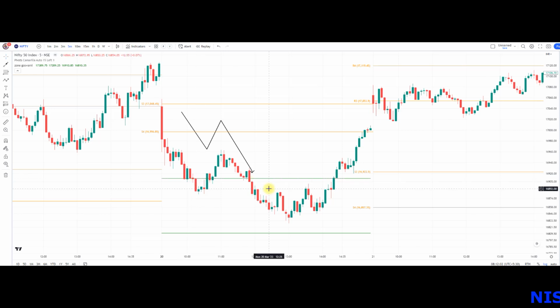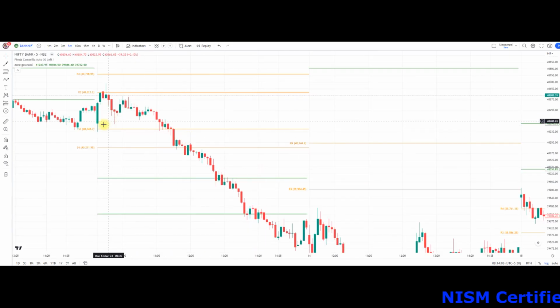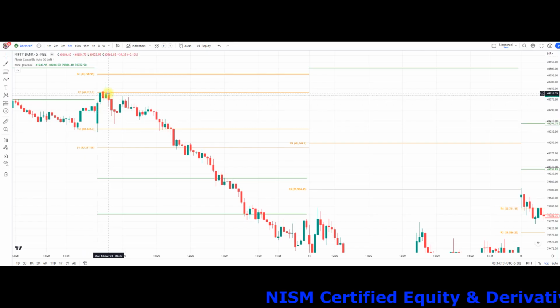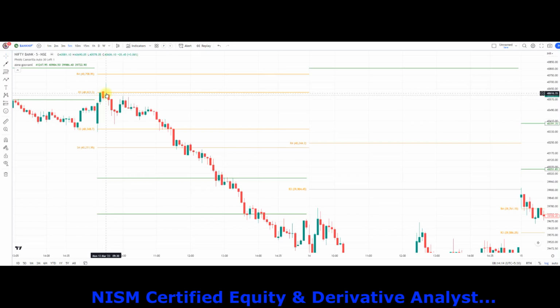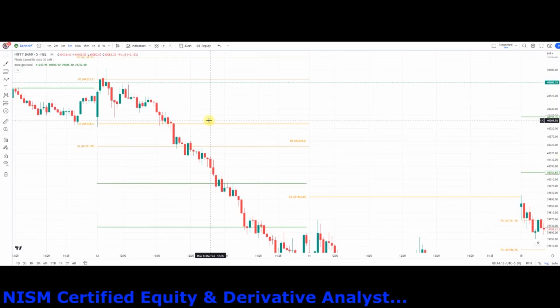Okay, this is the trending day. Here we can see that the price opened at S3. So here the distance between the R3 and S3 is very small. So if we enter above this candle also, we got our target achieved for the long trade.